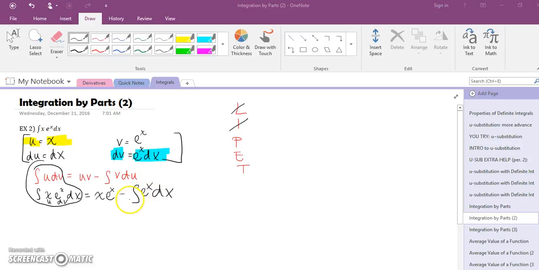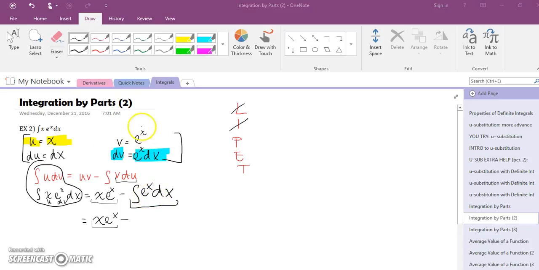Look how nice that is. This is a much more cooperative integral to take. So I have x e to the x. Now, no one really cares about this thing here. This could be the most complicated thing in the world. It really doesn't matter, the uv, because you don't have to do an antiderivative of it. What matters is that v times du is a cooperative integrand.